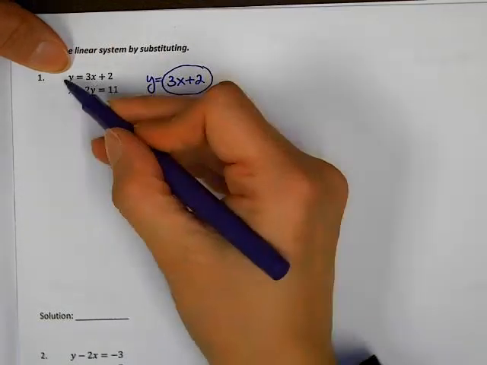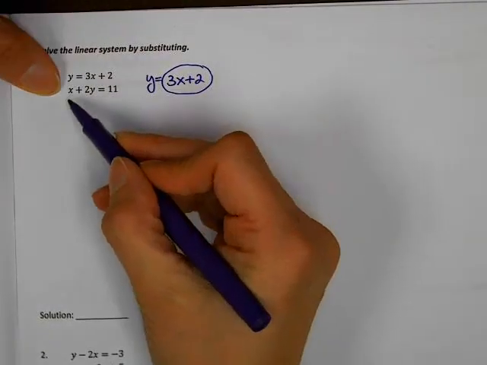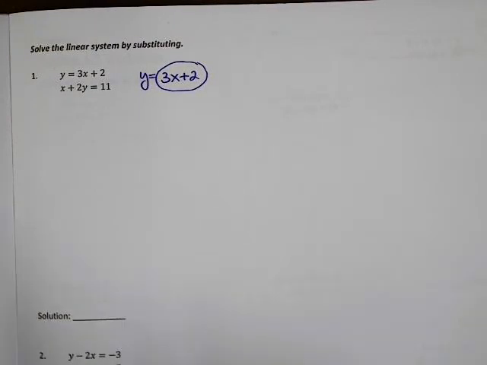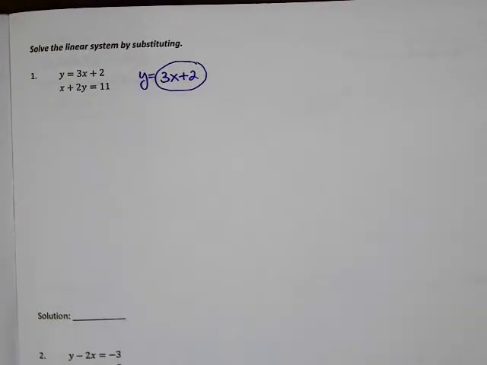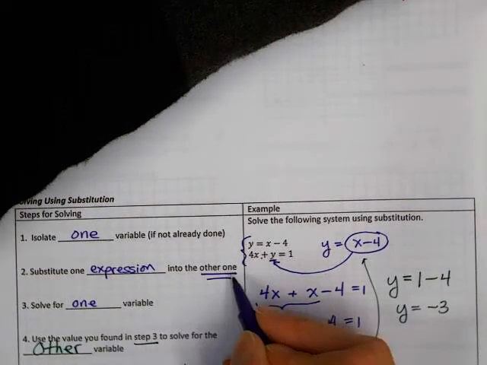And I'm going to go ahead and circle that quantity. You already have a variable alone. That would be the easiest way to do this problem. You could get one of these other letters alone, but that would just be more work. Not wrong, just maybe a little harder. All right, what was step 2? Substitute this expression into the other one. Okay, so I'm finding these directions over here. Substitute one expression into the other one.